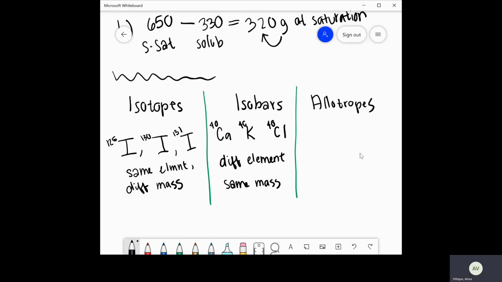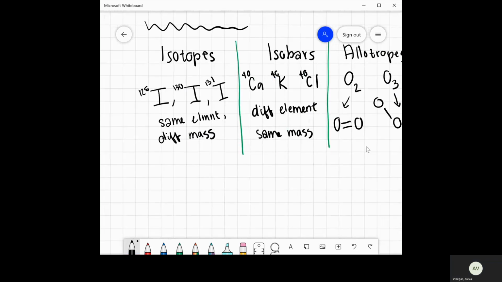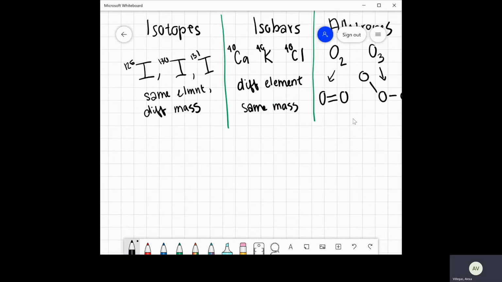And allotropes, this is something different from the other two in that it's referring to the molecular structure of the element. So for oxygen, it's referring to how it'll occur as a diatomic or when it does this thing. So that's referring to how it looks structurally. So that's the difference between those three.